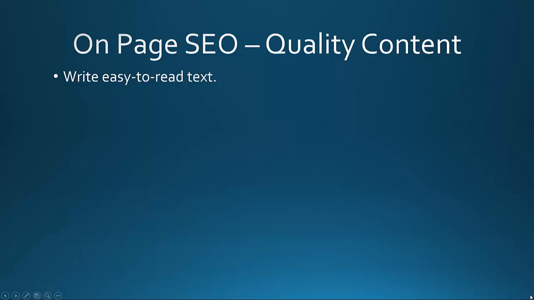In this video, we are continuing our discussion about on-page SEO factors, and we're going to kick this off talking about quality content. You want to write easy to read text on your website. This is content that's easy to digest and easy for people to follow. Avoid spelling and grammar mistakes.